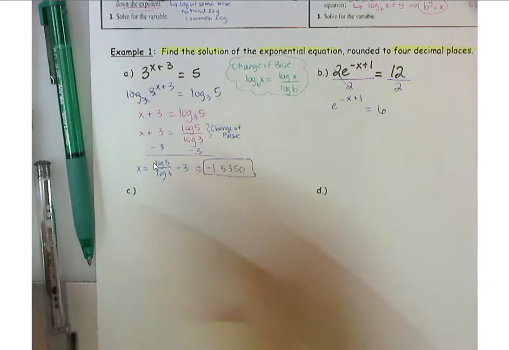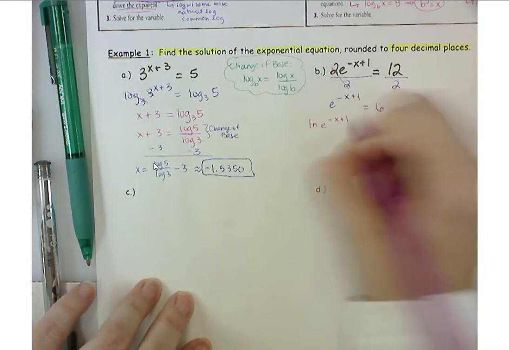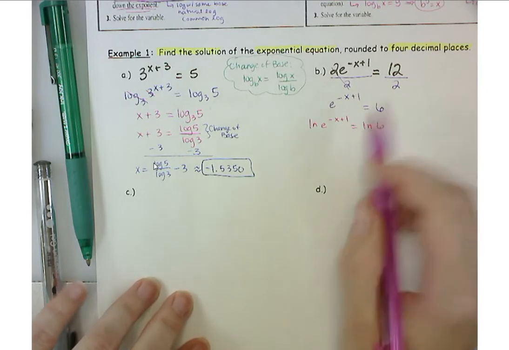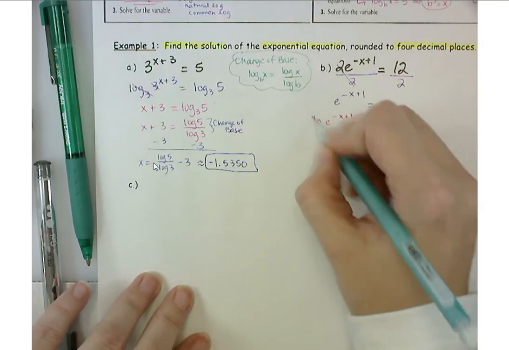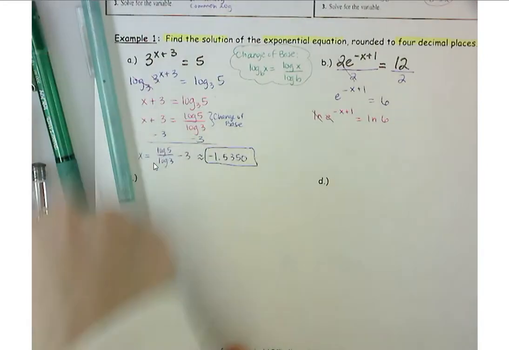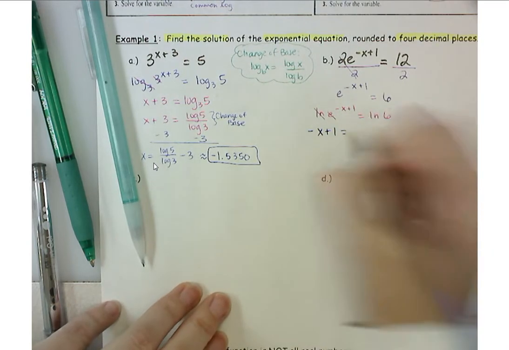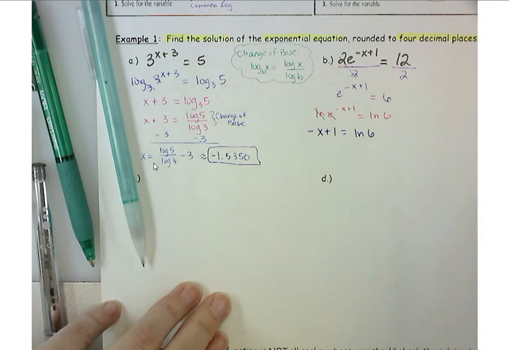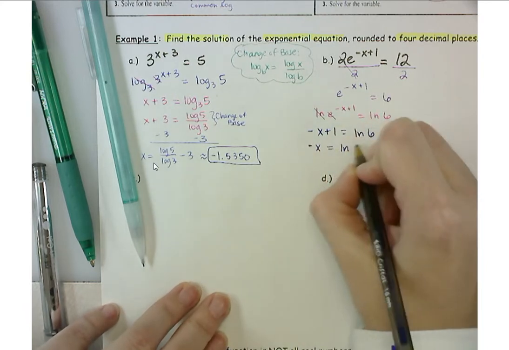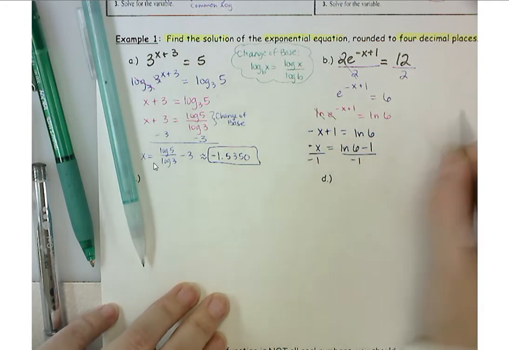Okay, so I'm going to take the natural log of both sides. I'm just going to write it in the next step. So if you're looking back, you could see we had this and then we went here, which the natural log undoes e using the power rule. I'll bring that down in front. So I'll have negative x plus 1 equals the natural log of 6. I'll subtract 1 from both sides. And then I will divide by negative 1.